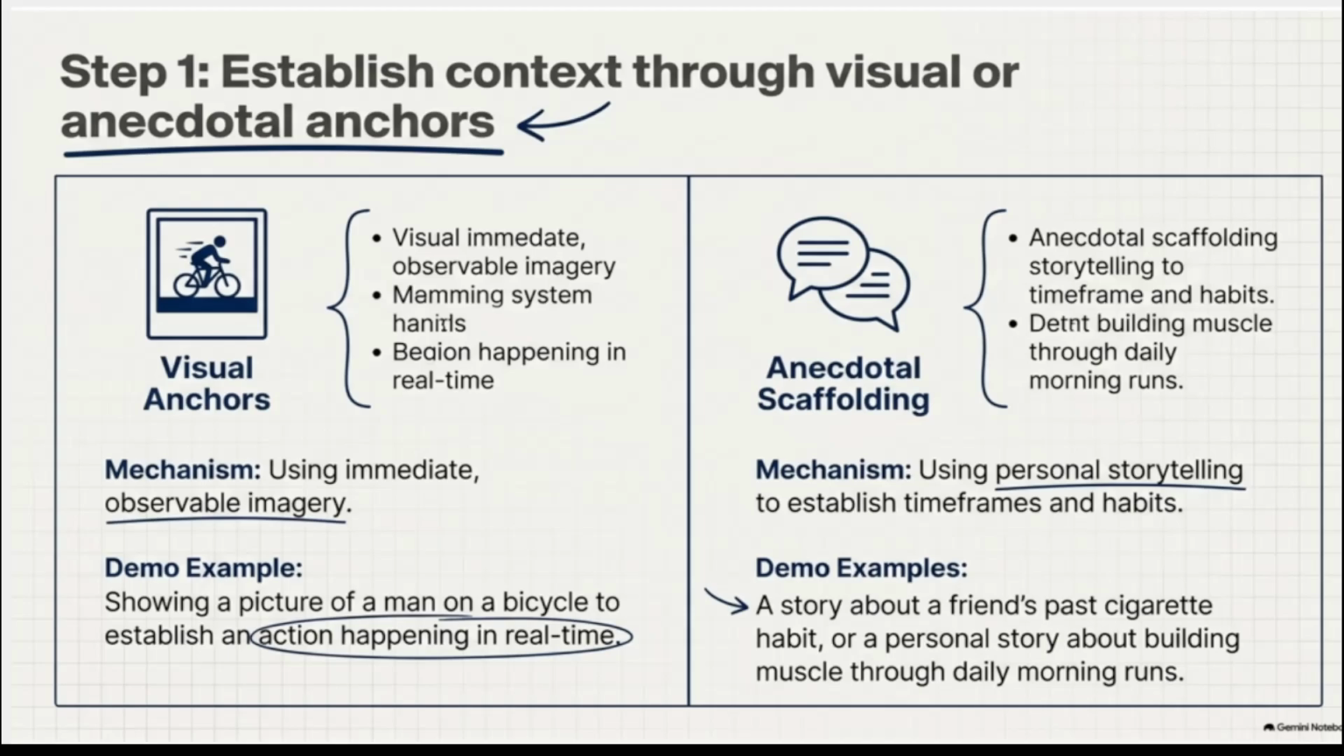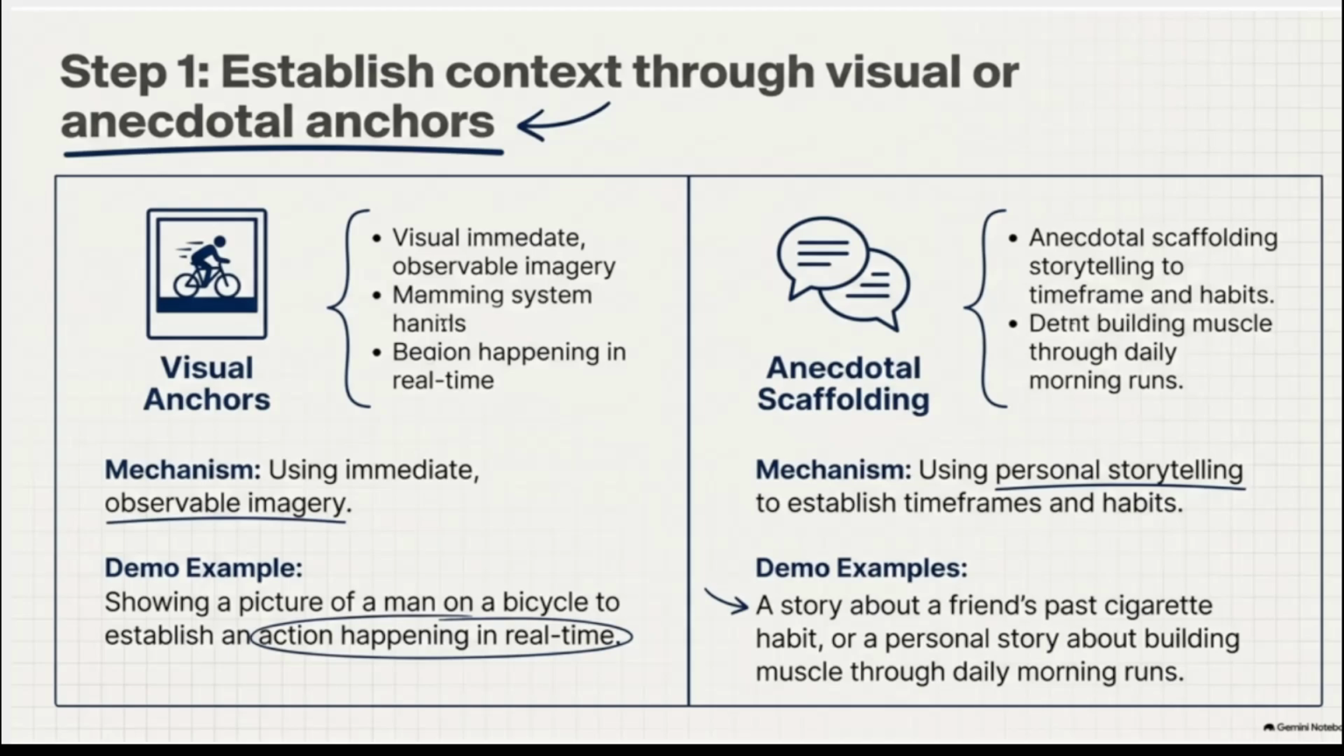What is the man doing? Perhaps a student says, bike. Another student might say, he ride bike. Another might say, riding a bike. That's fine. At this stage, our goal is not perfect grammar. Our goal is to establish the meaning.